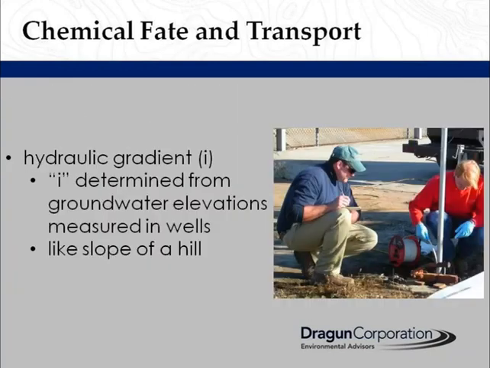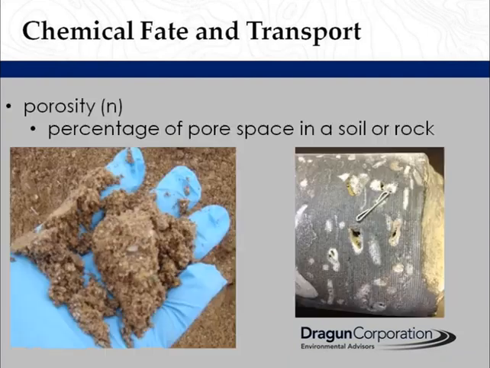The hydraulic gradient is basically the slope of the groundwater surface in the subsurface. And we determine that by measuring groundwater elevations like these guys are doing in a well. And think of the hydraulic gradient as being like the slope on a hill. The higher the slope, the quicker you move down it. And that's the same thing with groundwater, all other things being equal.